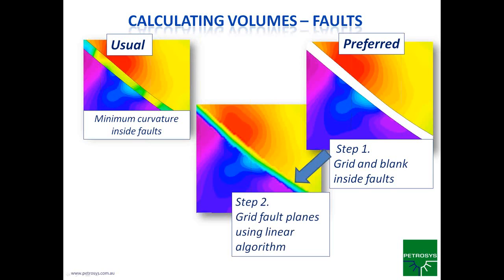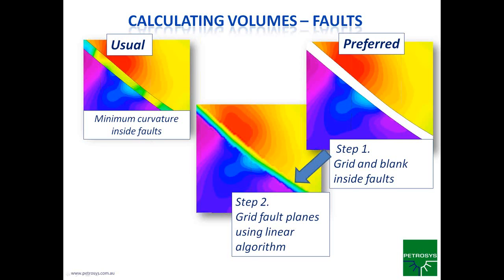So in step two, you're going to grid the grid, and the key is to use the linear gridding algorithm when you do step two. You're not going to use minimum curvature. And when you do that, you're going to get a nice plane definition along that fault plane. So now if you look at the slope of that fault plane compared to the original one, I think you'll agree it's much more reasonable of a geological model.